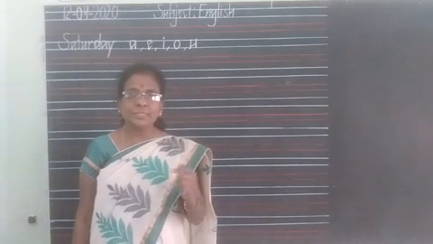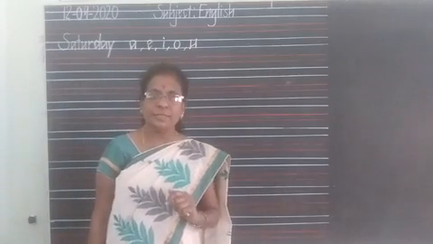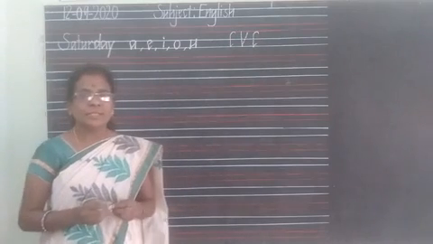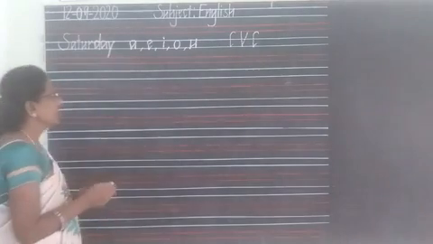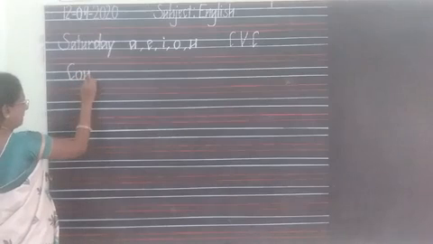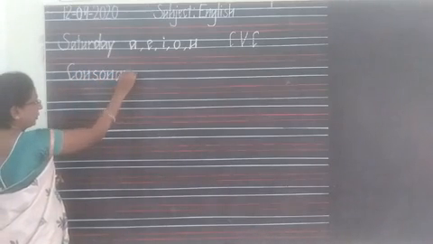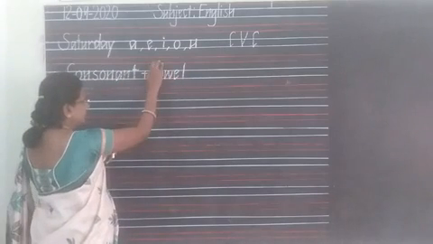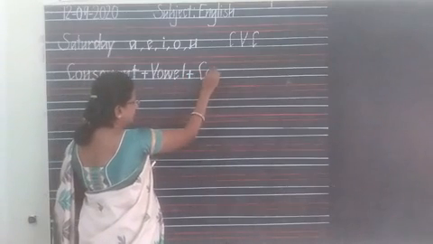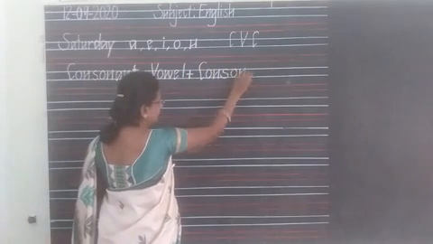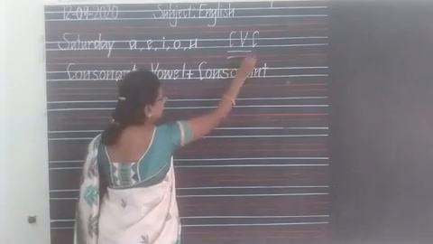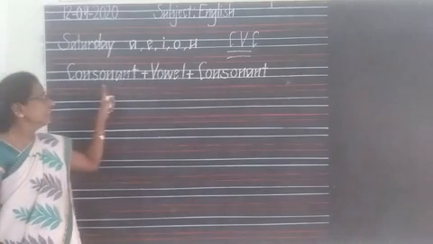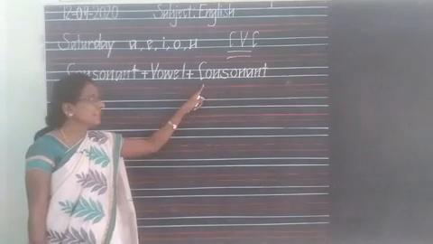Okay, children? Three letter words can be introduced with the help of CVC pattern. What does it mean? C, V, C. CVC pattern means what, children? C means consonant, plus vowel. CVC means consonant plus vowel plus consonant.